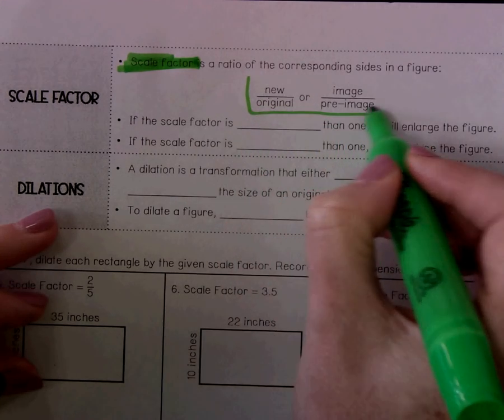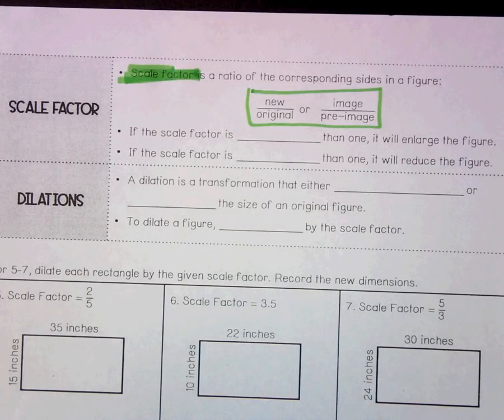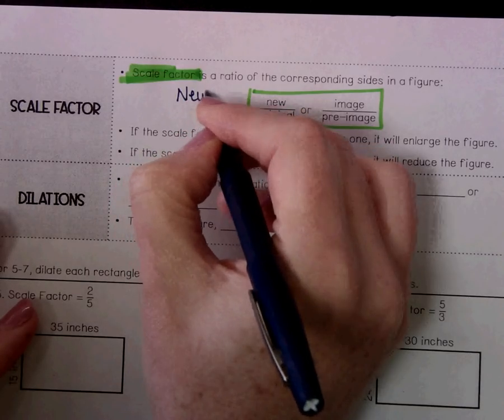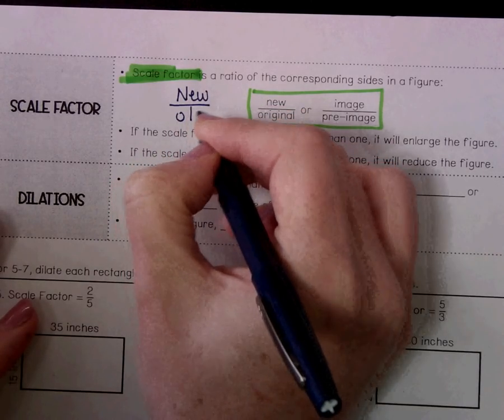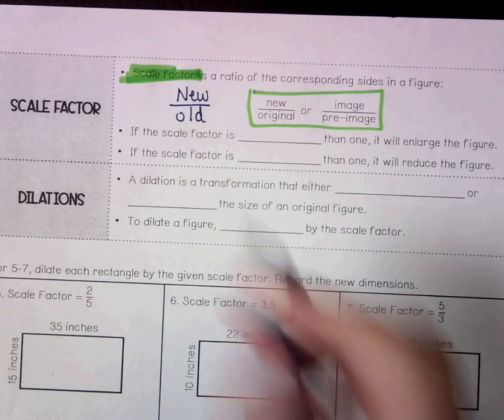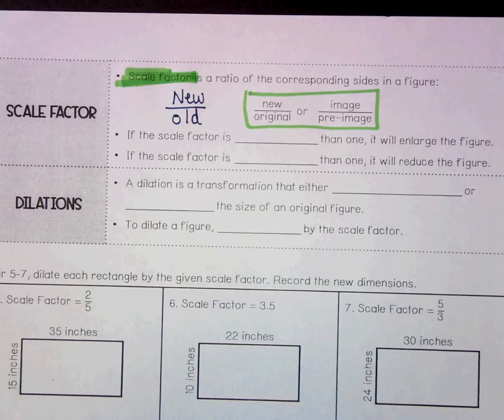And what I want you to see right here is it said we write our scale factor, the new image over the original image, or the image over the pre-image, and that's really, really important. Sometimes I like to say the new image over the old image. And think about this. Wouldn't you rather have a new cell phone over an old phone? No matter what kind of cell phone you have, isn't it better to have the new one than the older one? Usually, okay, not always. We could argue that, but that might be a way for you to remember that.